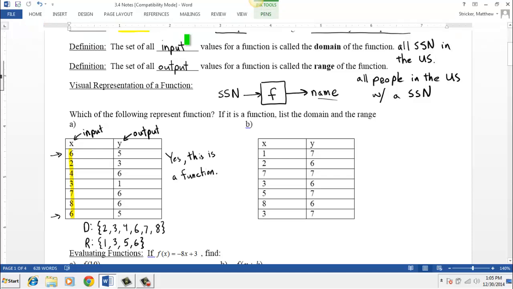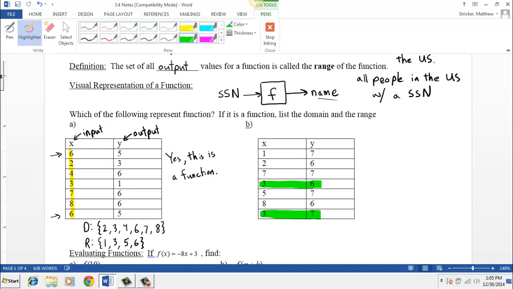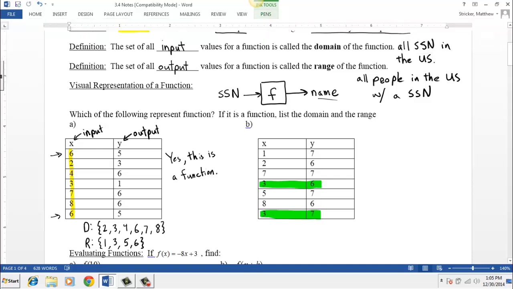Hopefully you notice, for example, this row of the table. Because we have in both rows an input of 3, but what's the output? The output in this row is 6 and this row is 7. We have the same input giving different outputs, and in order to have a function, each input can only have one output. So this is not a function.